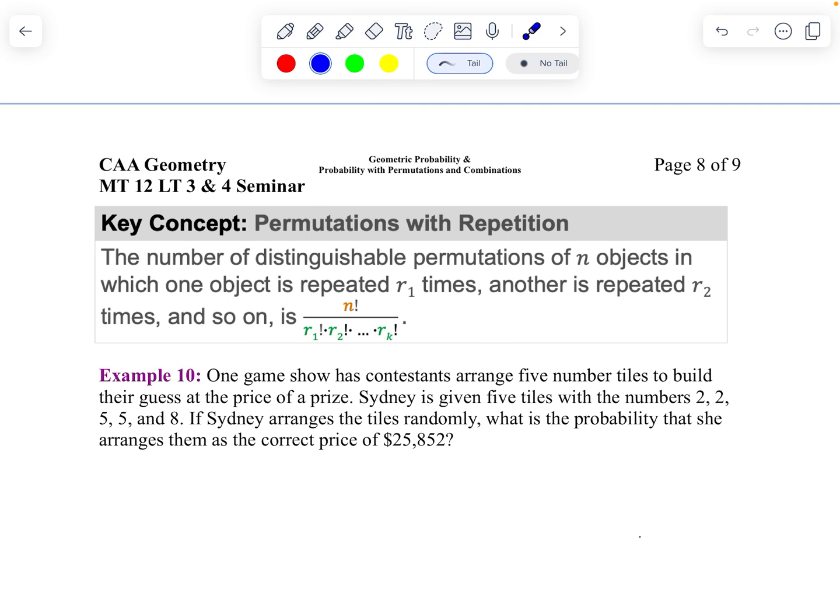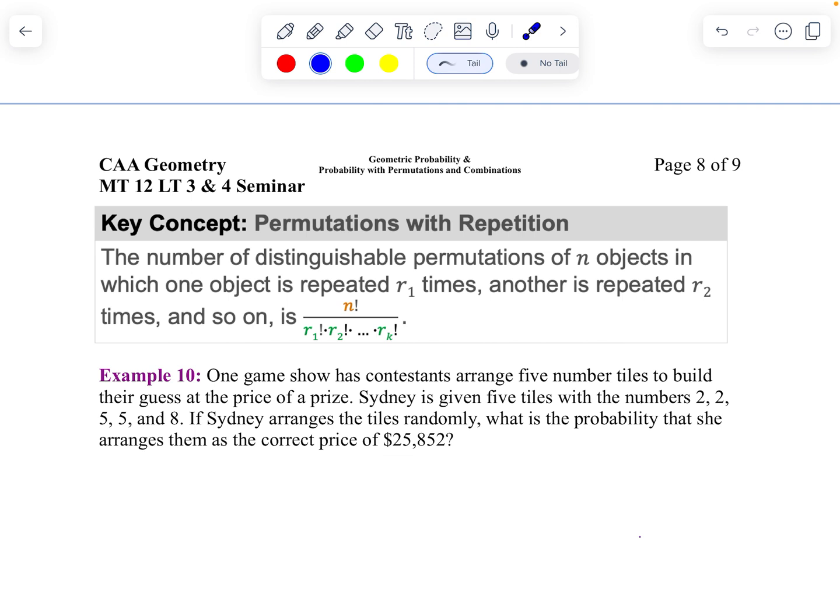So let's apply that to a problem here. On a game show, a contestant has to arrange five number tiles to build their guesses at the prize. Sydney is given 5 tiles with the numbers 2, 2, 5, 5, and 8. If Sydney has to arrange the tiles randomly, what's the probability she's going to get the correct answer?